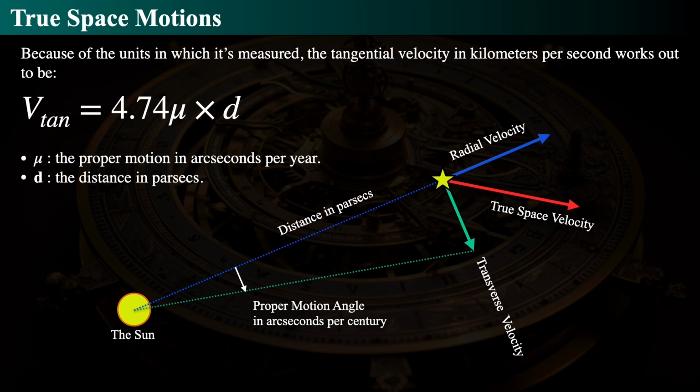We can formalize that by taking it one step at a time. The tangential velocity, v sub tan, would be 4.74 times the proper motion in arcseconds per year and the distance in parsecs, and that gives you kilometers per second. That 4.74 arises because you're using arcseconds, years, and parsecs as your units, and it converts the product into kilometers per second. So that's where the tangential velocity comes from.